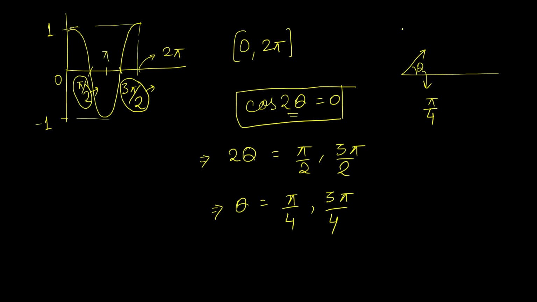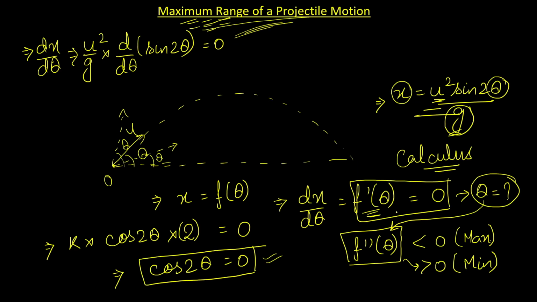3 pi by 4 is actually greater than 90 degrees. This will be actually in this direction somewhat. Like if we are considering the angle as 3 pi upon 4, then the projectile will go like this, not like this. So this will be a different projectile. That's why we are not going to take this value, because this is a different kind of projectile. It will only travel in this direction. So we are only interested in theta equal to pi by 4, that is nothing but 45 degrees. Now as I said, f dash theta is equal to 0 and we get the value of theta as pi upon 4 or 45 degrees.